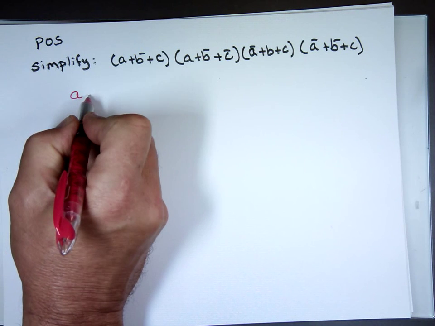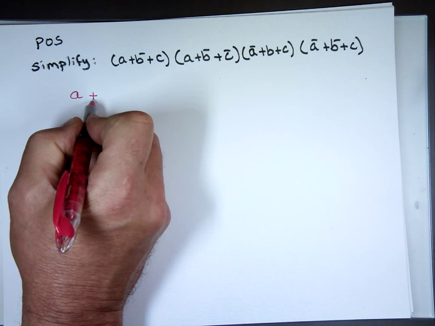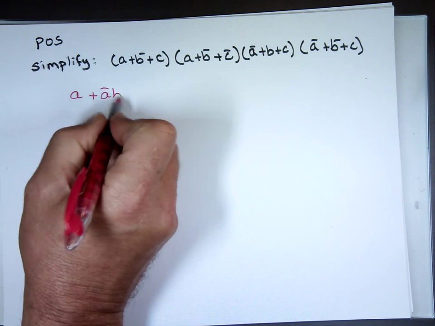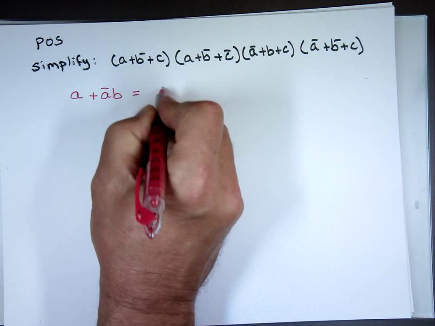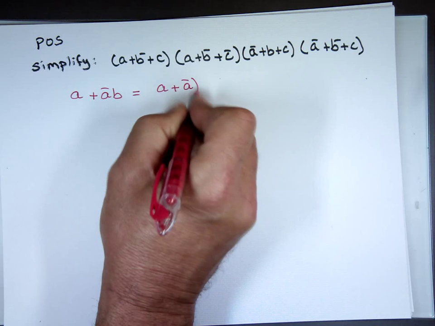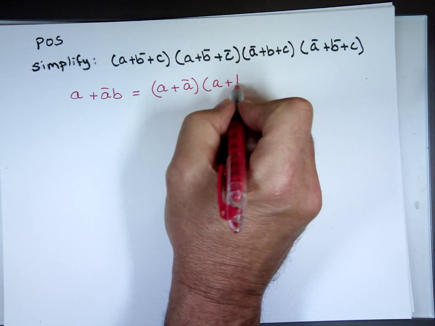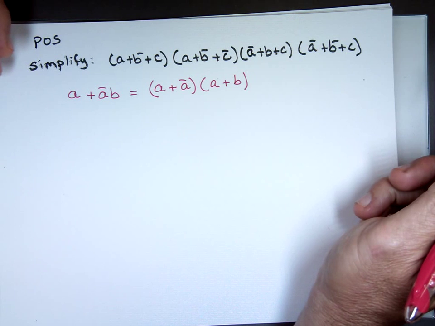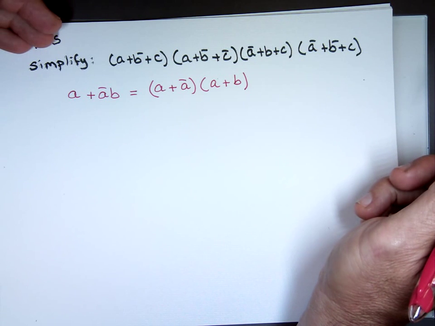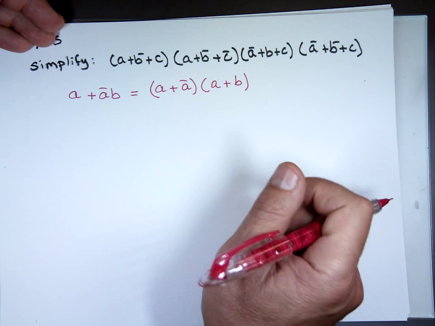A plus A bar B. Colors actually come in handy here. Let's see what that's equal to. Well, I'm saying that's equal to A plus A bar times A plus B. Let's see why. So notice when you have something like this, I can change it to make it look like this. So we'll see if that comes in handy here or not. Why can I do that?